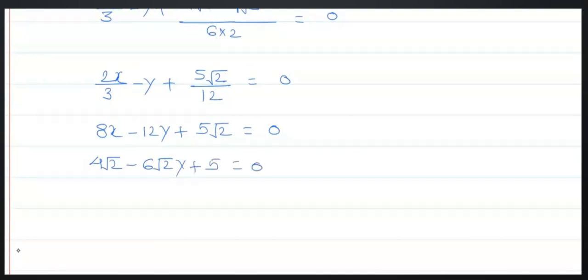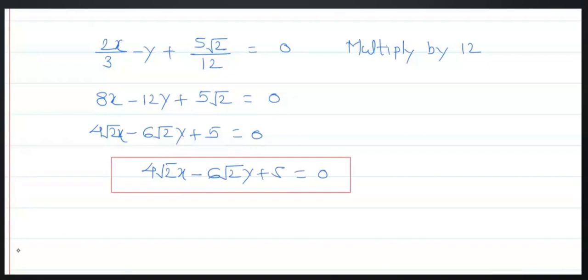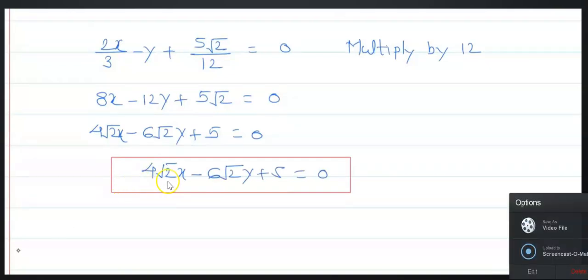And by simplification, that is 4 root 2x minus 6 root 2y plus 5 equals 0.